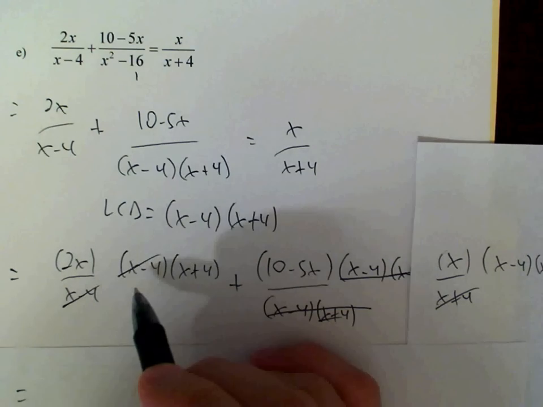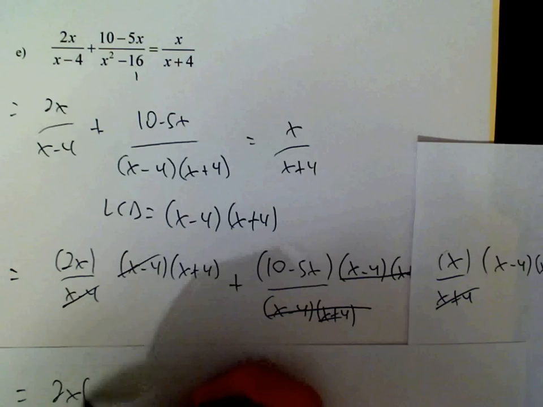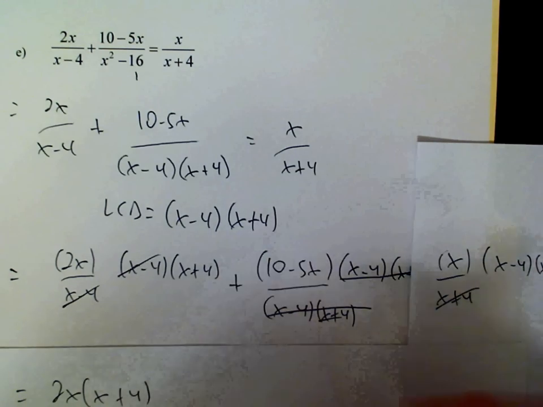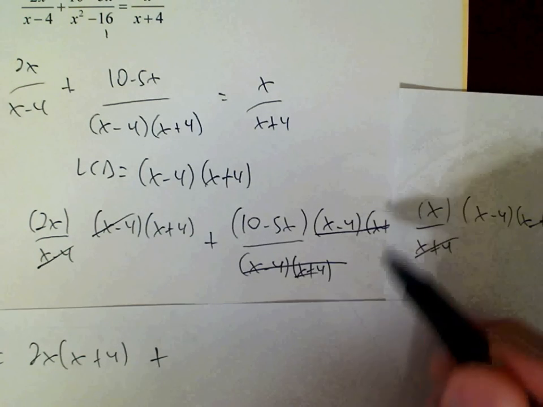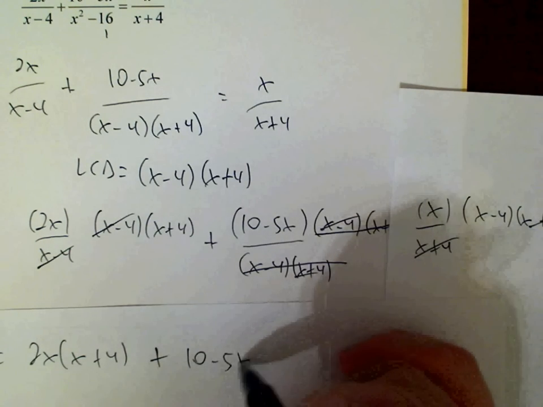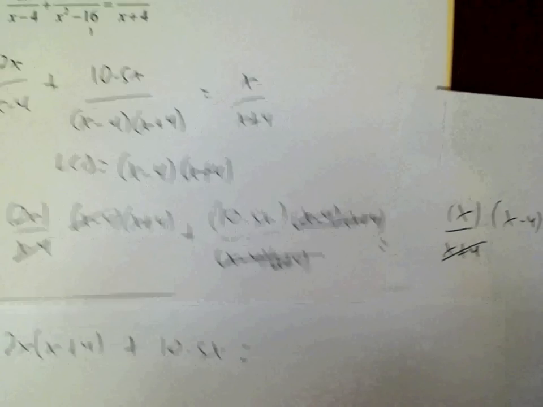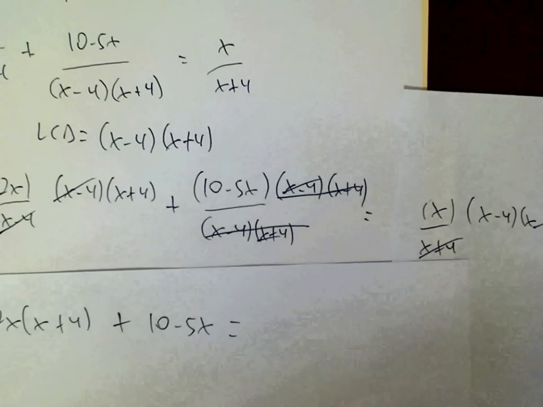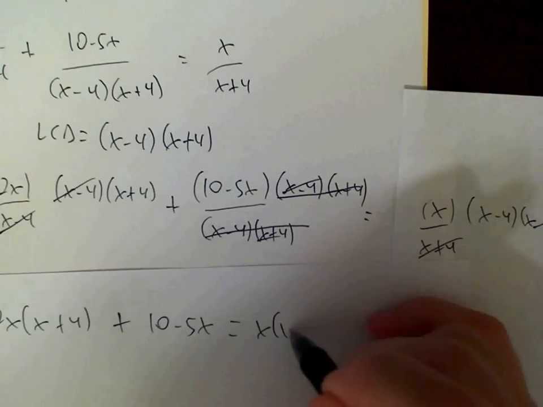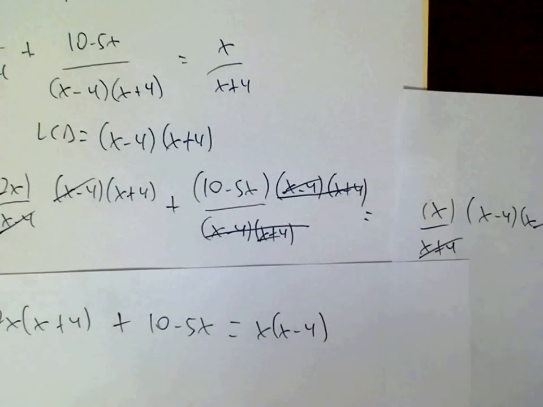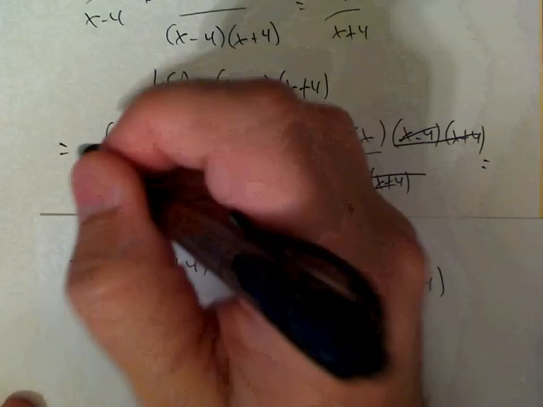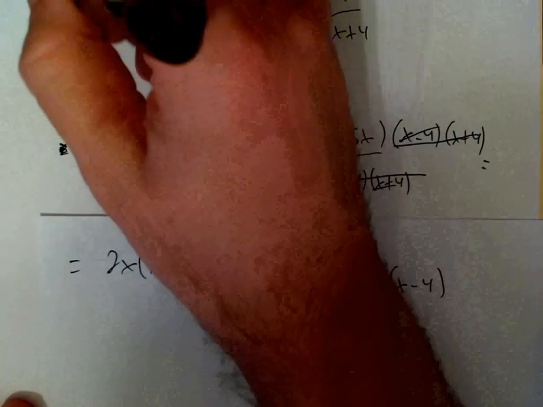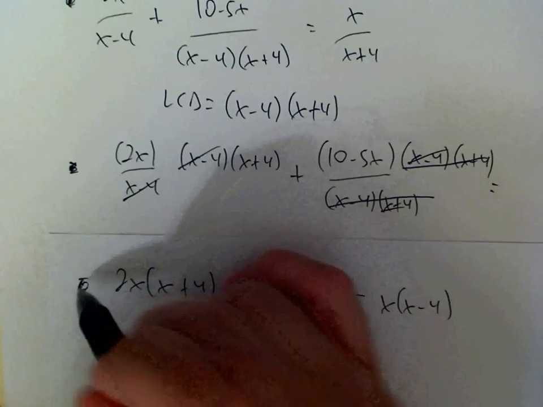So from the first fraction, I have 2x times x plus 4. From the second fraction, I have just the 10 minus 5x. And from the third fraction, I have x times x minus 4. See, everything else I canceled out. Now let's clean this up. I don't need those equals there. I already have the equals that I need.